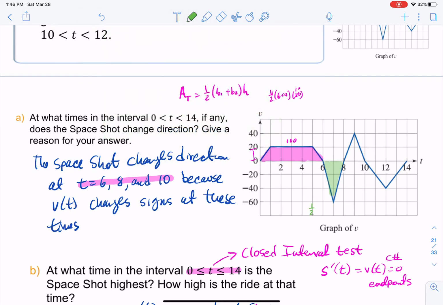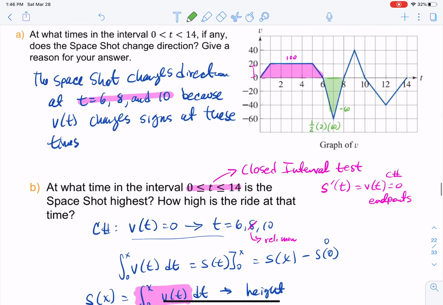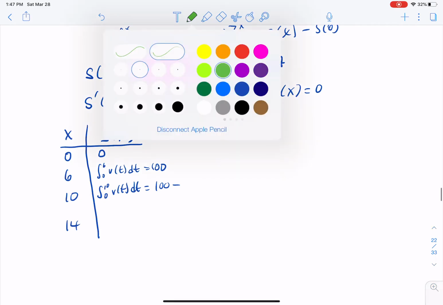It's 1/2 of the base. My base is 2 here, times my height, 20, 40, 60. Times the height is 60. So that just is 60. But remember, this is a negative 60 because it's down below the x-axis. So I'm going to subtract 60 here.